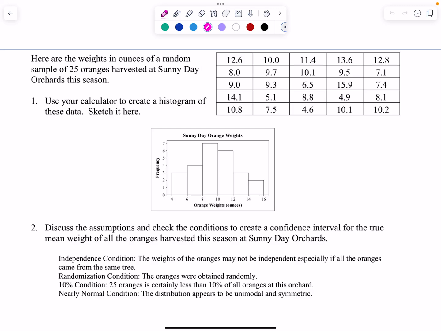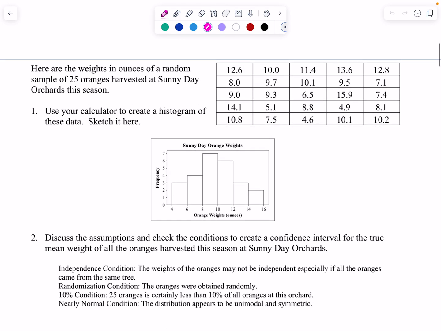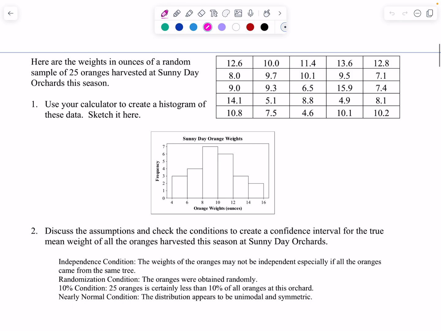Okay, this is a Unit 8 practice test review that I'm going to be doing. All right, so the first thing that you're going to do is put all this information into your calculator.